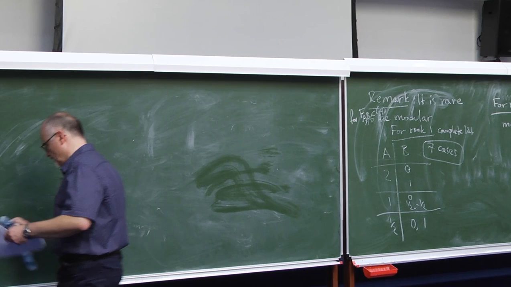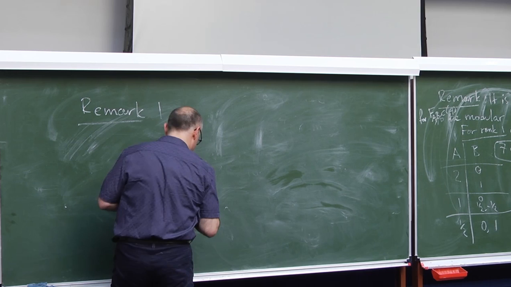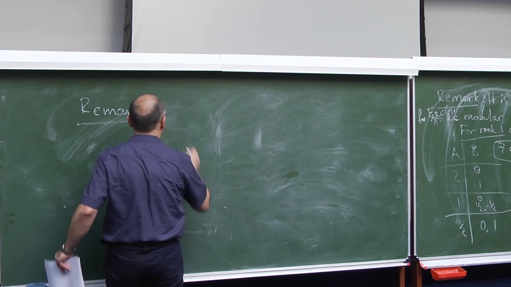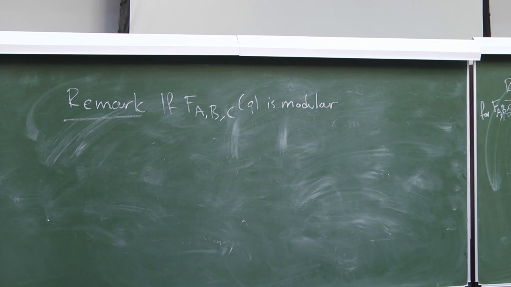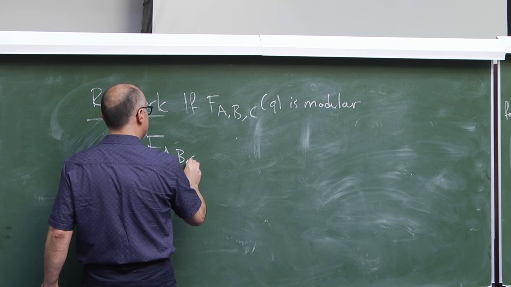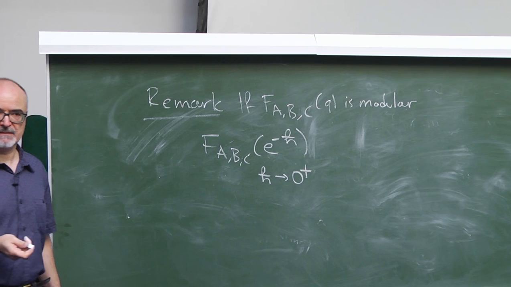Okay. Here's a remark. If you have a Nahm sum which is modular, then what? So if F of A, B, C is modular, remember that this defines a function analytic inside the unit disk. So if it's analytic inside the unit disk, we can look at the asymptotic expansion as you approach one, as you approach a classical limit.